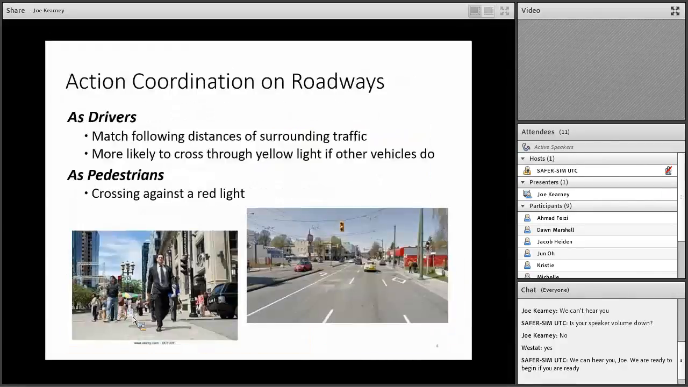Oops, wrong way. So what does this have to do with crossing roads? Well, there's evidence that these kinds of behaviors, mimicking behaviors and coordination behaviors, are also important in transportation. So drivers will tend to match the following distance of surrounding traffic, and they're more likely to cross through a yellow light when other vehicles do so as well. In pedestrian road crossing, the likelihood that a pedestrian will cross against a red light is increased when those around them cross the red light as well.